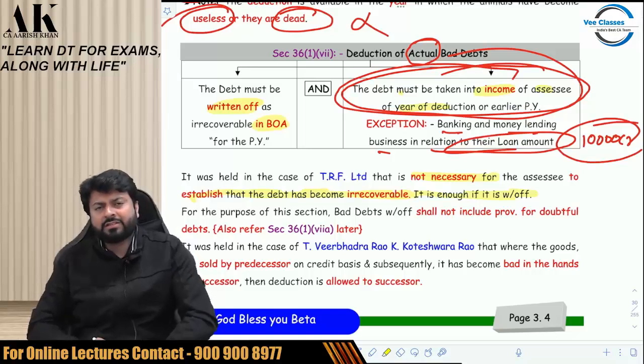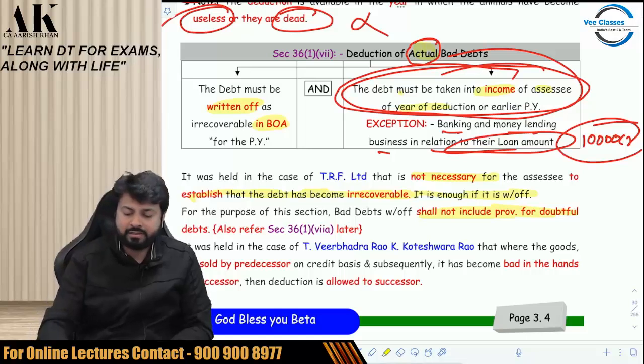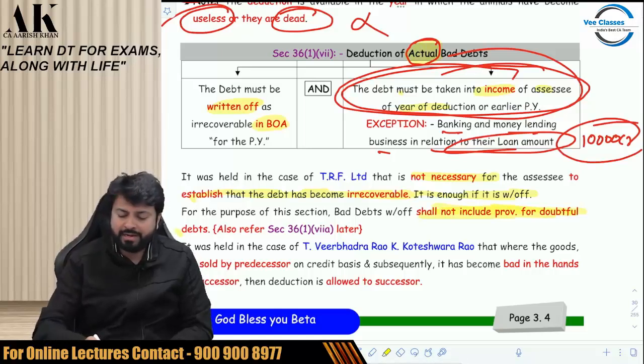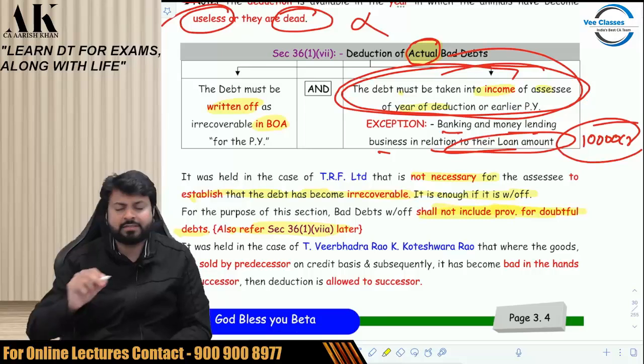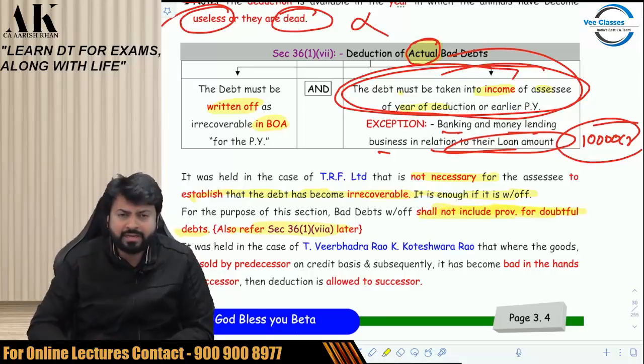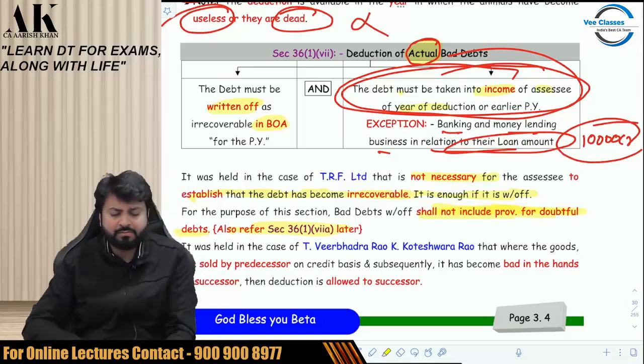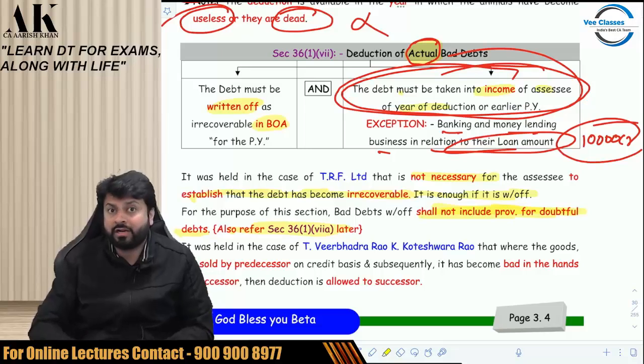Sir, will I get the deduction of provision for bad debts? No. Bad debts shall include actual bad debts and not provision for bad debts. For provision for bad debts, there is a separate section which we'll be doing later, which is only for banking industries and not for all other industries. Provision for bad debt deduction is allowed, but only to banking industries, not for all kinds of assessees.